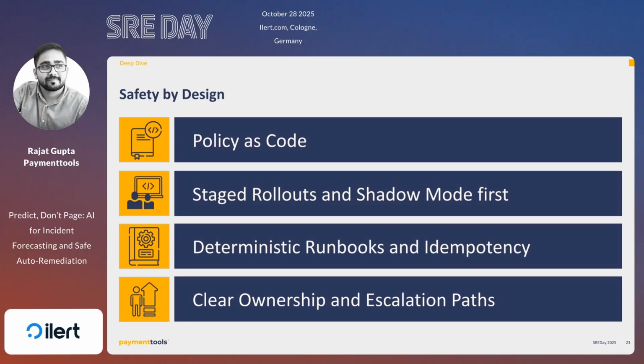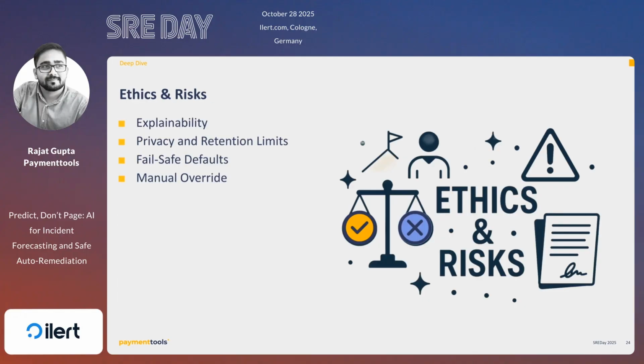And we have clear ownership and escalation paths. When there is a problem, when there is an incident, many times team X says it's not me, team Y says it's team Z, and there is no clear ownership. When we have clear ownership and a clear escalation path, this becomes more effective and more safe. And after that, ethics and risk. When we talk about AI, anywhere, ethics always comes into the picture, and the risk as well.